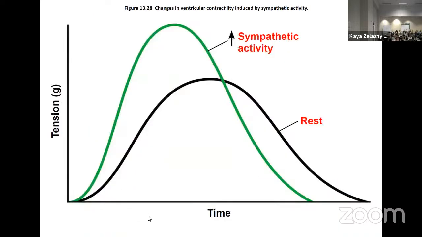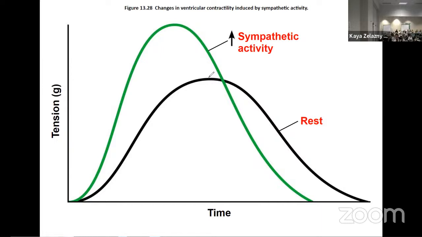Okay, so here we see a comparison of what's happening in the ventricles in terms of how forcefully they're contracting at rest versus when we've got sympathetic nerves talking to them. So at rest, we got a nice little gentle curve. We got this hill. Sympathetic activity is when we increase heart rate and stroke volume. That's the purpose of the sympathetic nerves to the heart, really.